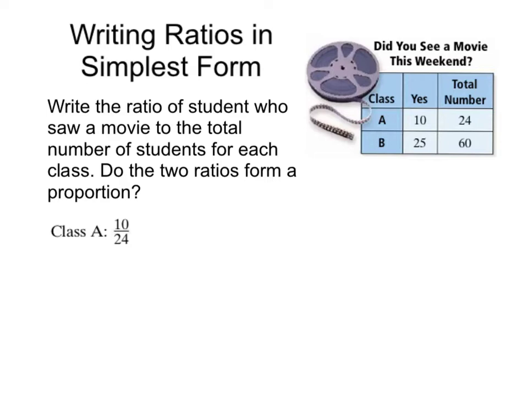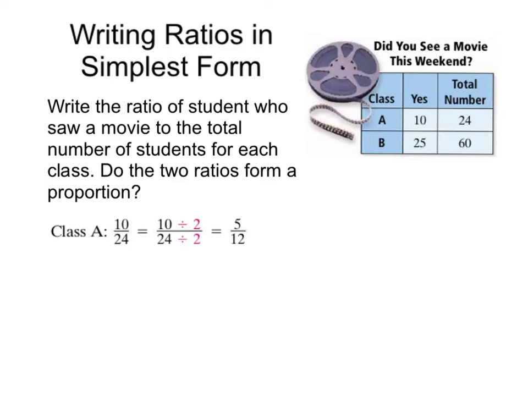Now, to simplify that, we want to divide both the top and the bottom by the greatest common factor of 10 and 24. The greatest common factor of 10 and 24 is 2. So we have 10 and 24 both divided by 2. So 10 divided by 2 is 5, and 24 divided by 2 is 12. So our simplified ratio for Class A is 5 to 12.